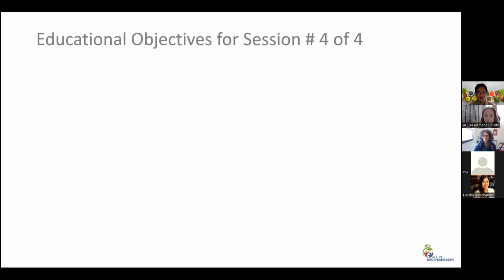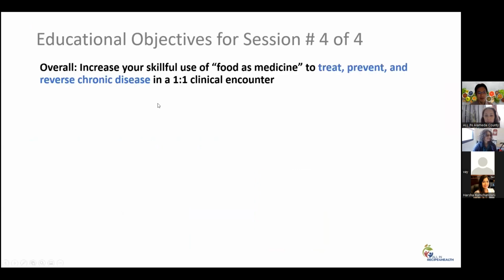Great. So we have some educational objectives. I'm just going to go through them. The key one has always been the same at the top. Increase your skillful use of food as medicine to treat, prevent, and reverse chronic disease in a one-on-one clinical encounter. That you are set up in your 15-minute visits or 20-minute visits or 40 if you are a coordinator.